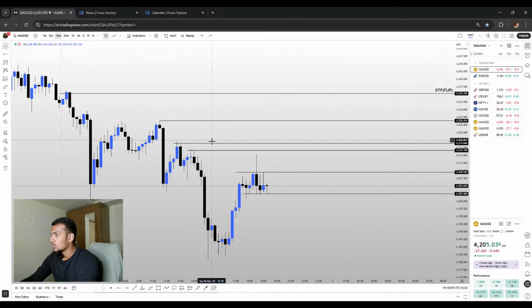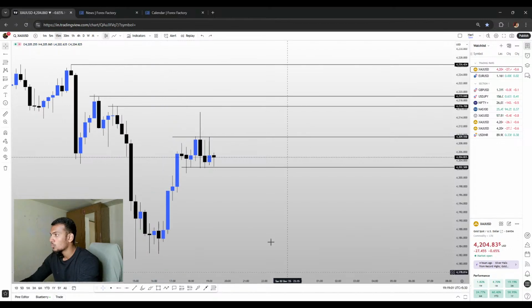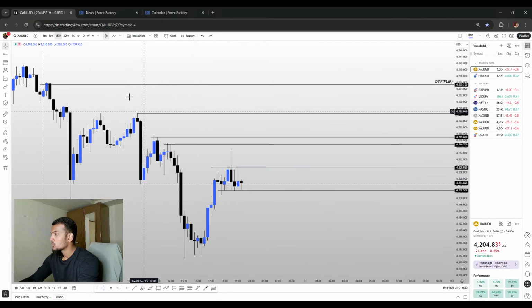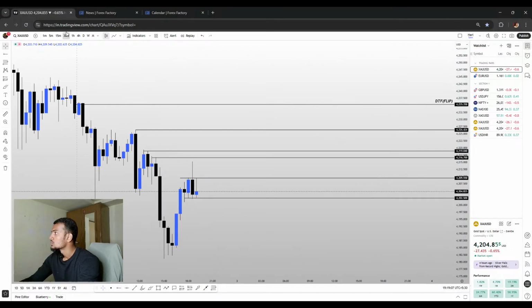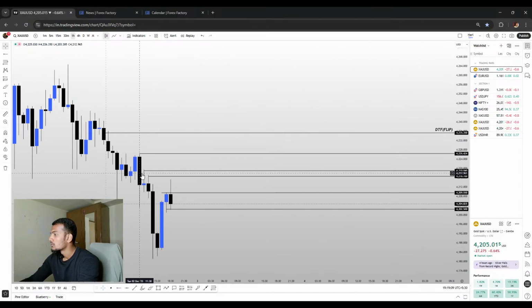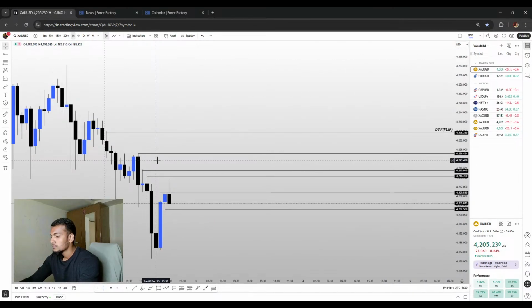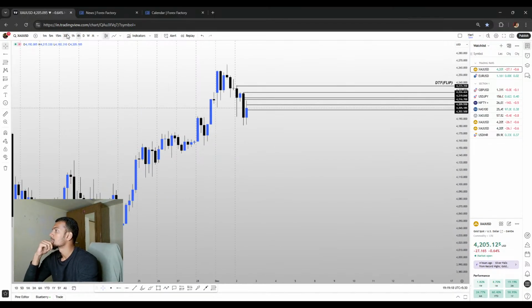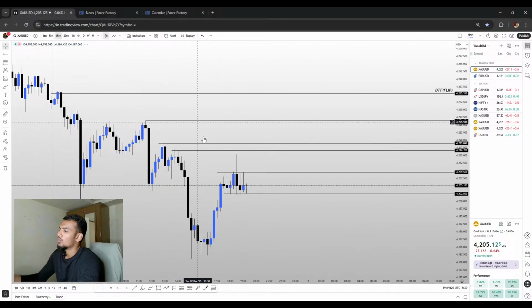I am going to narrow it down, boys. I'm not going to have this many rays in here. I'm just going to narrow it down. So the candle, I have a lot of zones over here.